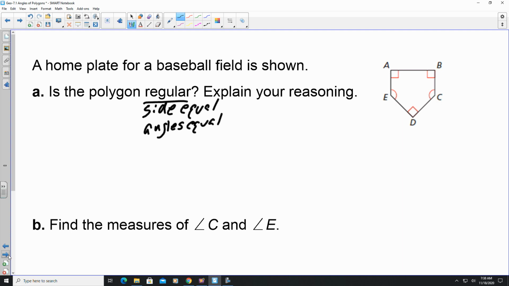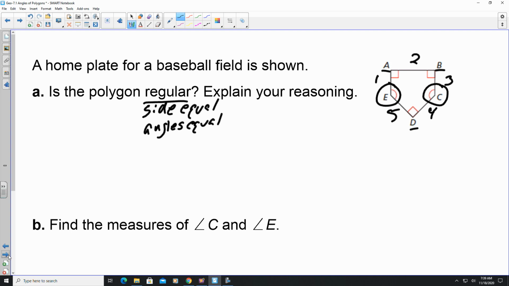Now, I know that A, B, and D are all 90 degrees because they have the right angle symbol attached to each vertex. What we don't know is E and C. All they told us is that those 2 angles are congruent. The question is, are E and C also 90 degrees? If they're both 90 degrees, we could say that it's regular. So let's find out. This is a 1, 2, 3, 4, 5-sided figure.